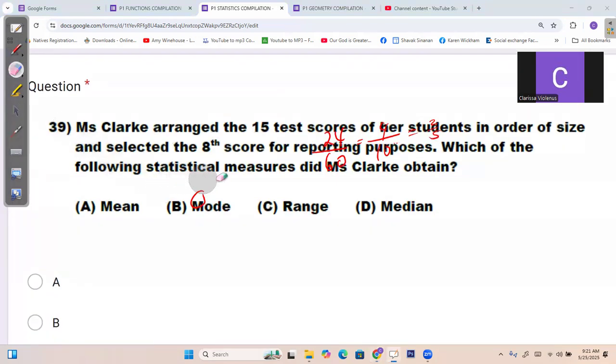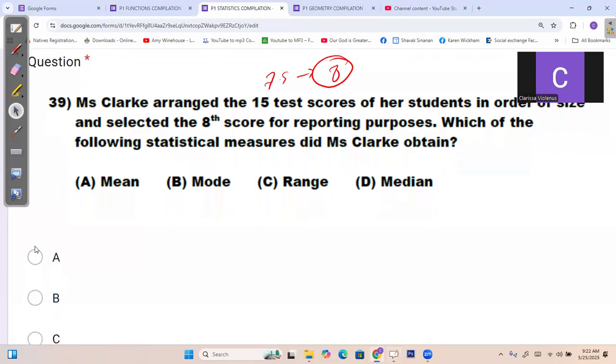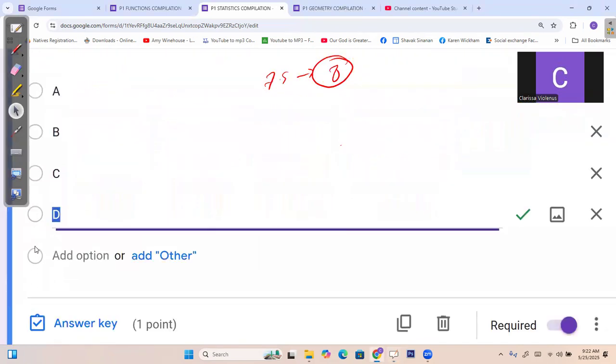Miss Clark arranged 15 test scores of a student in order, and she selected the 8th score. How we know that's the median? Because first thing first, half of 15 is 7.5, and you don't want to get 7.5, you round it off to 8. So the number that she recorded obviously would be the median, and I just makes sense.